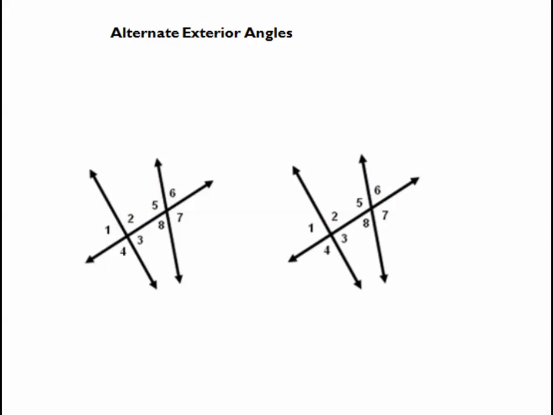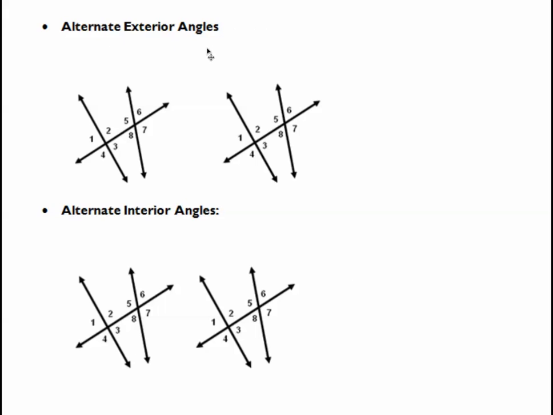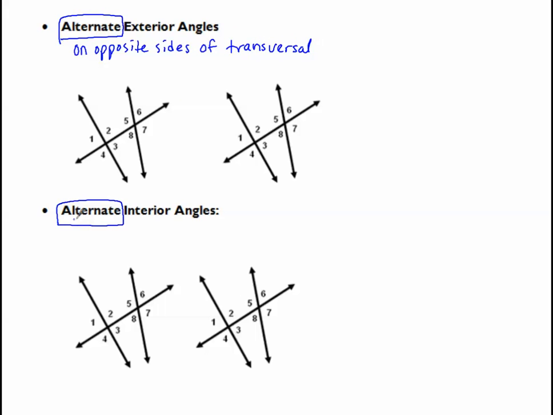Let's look at another pair. Actually, let's compare alternate exterior angles and alternate interior angles by looking at them together. Now notice they're very similar in the wording. They both use the word alternate. Alternate refers to where, according to the transversal, it is. Alternate means on opposite sides of the transversal. So again, alternate means on opposite sides of the transversal. Remember the transversal, the line that's crossing both lines. Now here's the difference between the two.